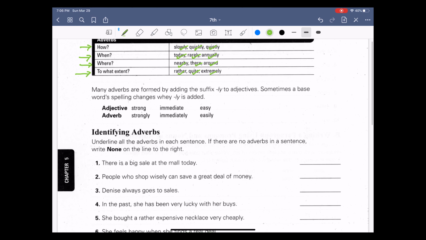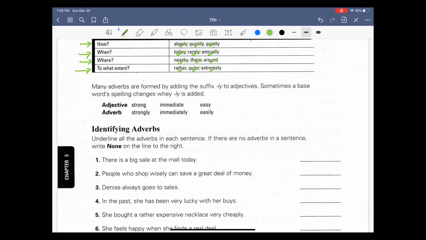Many adverbs are formed by adding the suffix ly to adjectives. Sometimes a base word spelling changes. Ly is added. So here we go. We have an adjective. We've got strong, immediate, and easy. And then you can add ly to make it strongly, immediately, or easily.